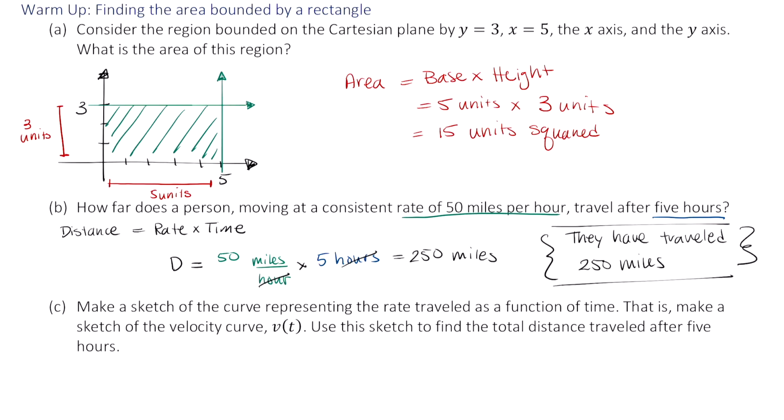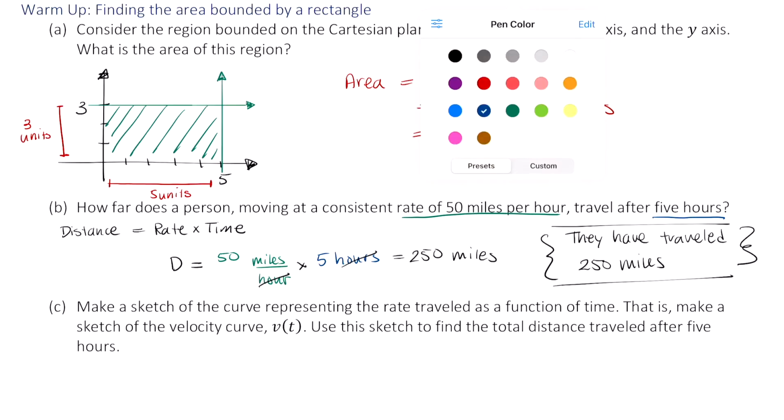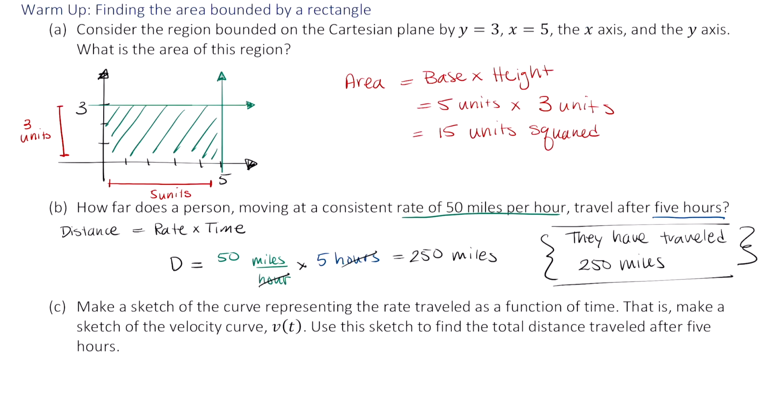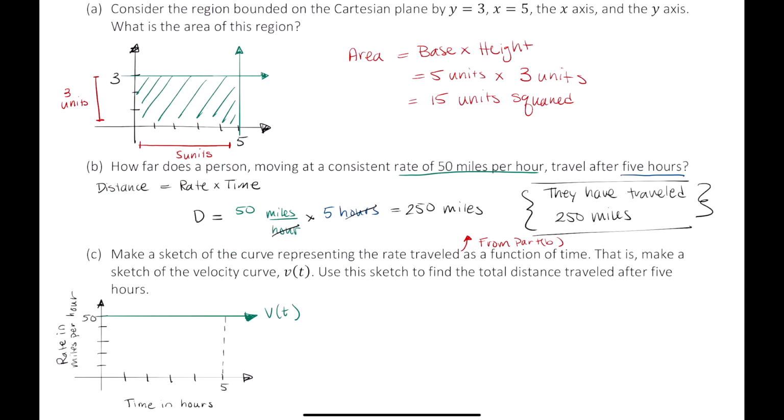Part C. Let's make a sketch of the curve representing the rate traveled as a function of time, specifically the rate traveled from part B. So let's make a sketch of the velocity curve v of t, and let's use this sketch to find the total distance traveled after 5 hours. On our horizontal axis, we're tracking time in hours. On the vertical axis, we have rate in miles per hour, and this green line is right at 50, and this is the velocity curve. Velocity is constant. That is, we're told they're driving at a consistent rate of 50 miles per hour. So at 1 hour, they're driving 50 miles per hour. At 2 hours, this person is still driving 50 miles per hour. And so on all the way to 5 hours where they're still driving at 50 miles per hour.